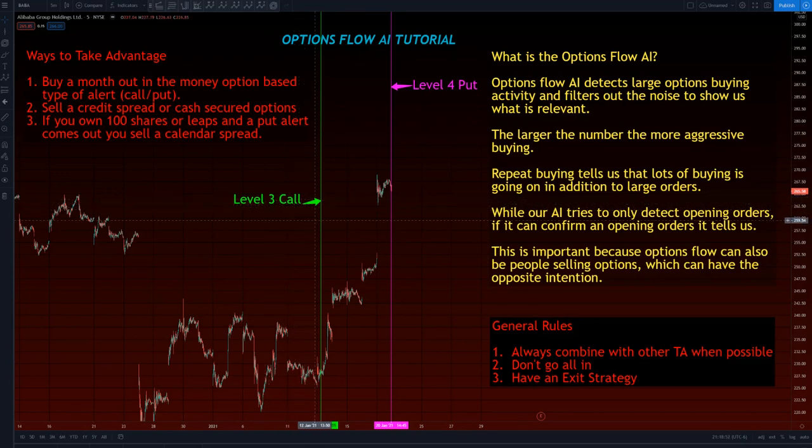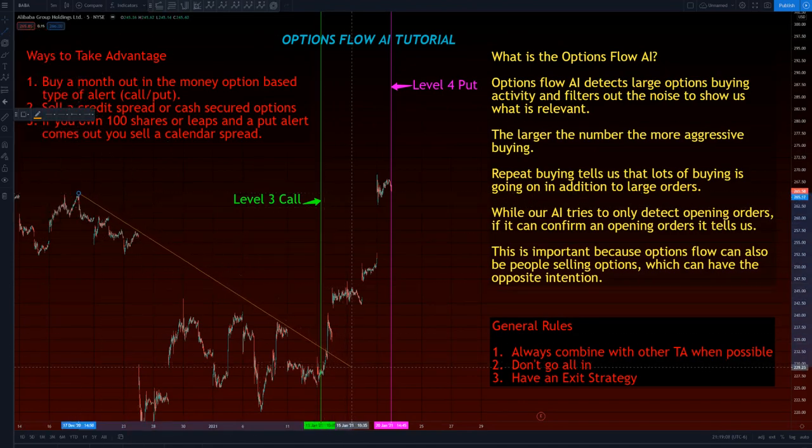Just some general rules: always combine it with other TA. While these are very reliable and have high success ratios, it is important to combine it with other TA. So if you were to get this level 3 call here, maybe you had a trend line right here and this came out right here. You might want to wait for this trend line to break and then buy it here, or maybe you buy it right here. So maybe you're not getting in right away. You have a confirmation of a trend line, or maybe you get over on this level breakout right here. Whatever your form of technical analysis is, this is to help you combine that with that.